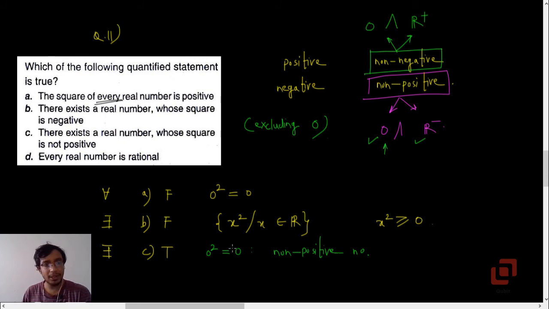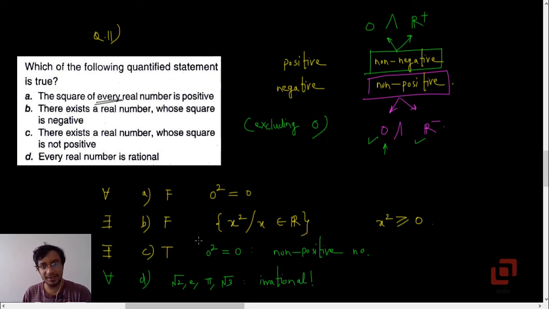Okay, so the truth value of option C is true, and hence D must be false. Every real number is rational. Well, we know that it is false, because if we consider root 2 or e or pi or root 3, which are all real numbers but are irrational.